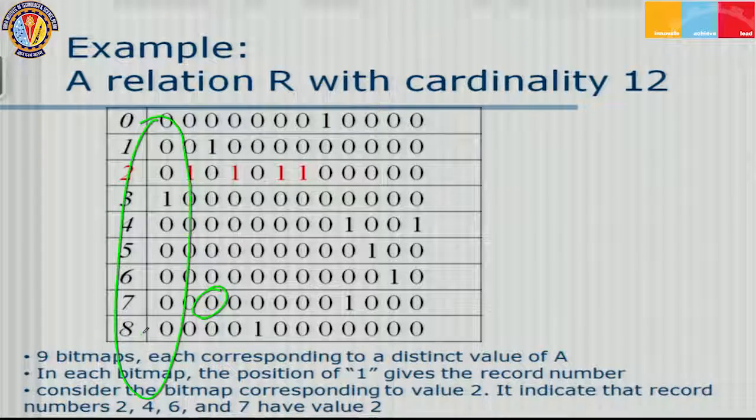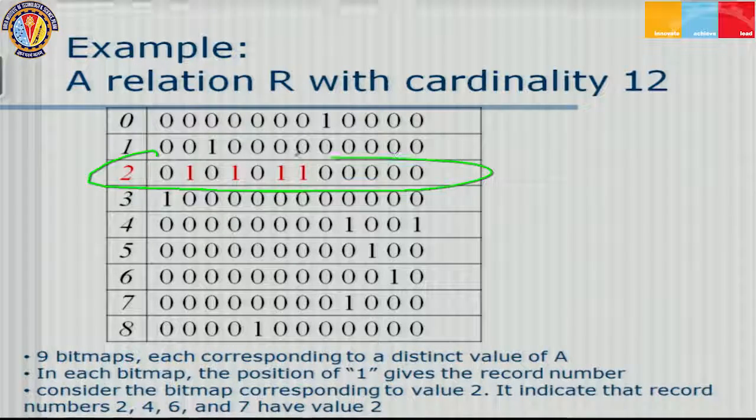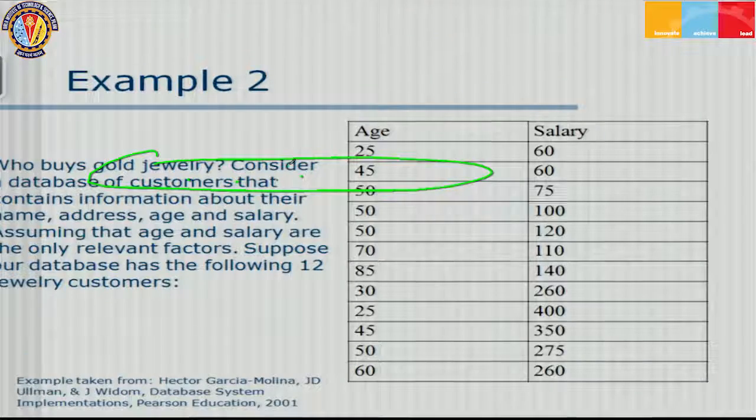If you look at 2 right here, it tells me that the 2nd, 4th, 6th and 7th records have value 2 in this particular attribute on which I have created a bitmap index. Now let me take you through one or two examples and illustrate how AND and OR operations can be carried out to answer multidimensional queries.